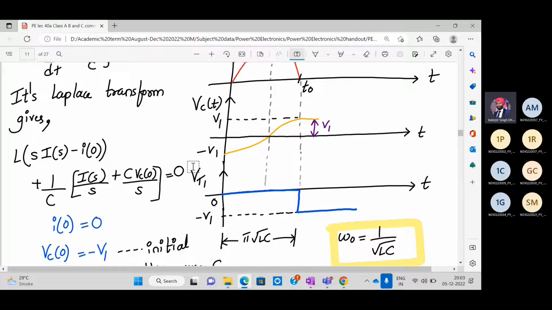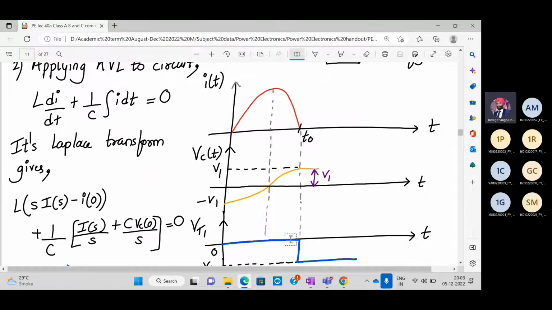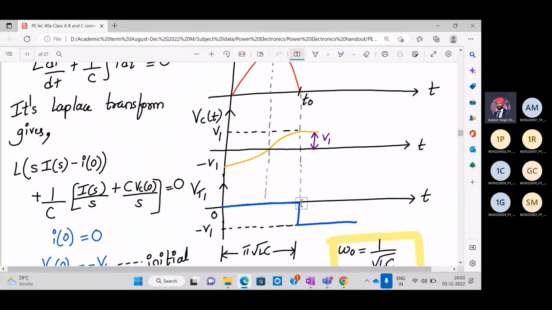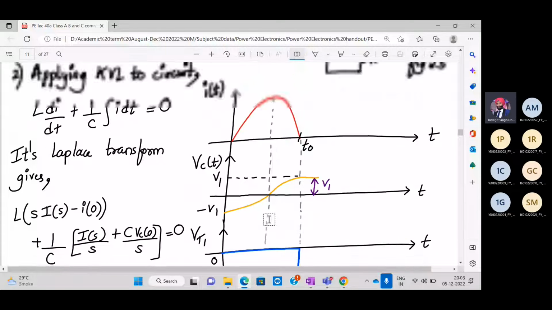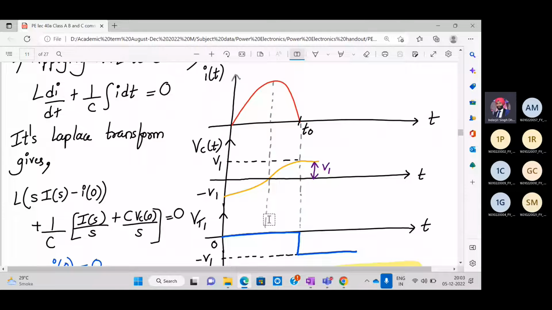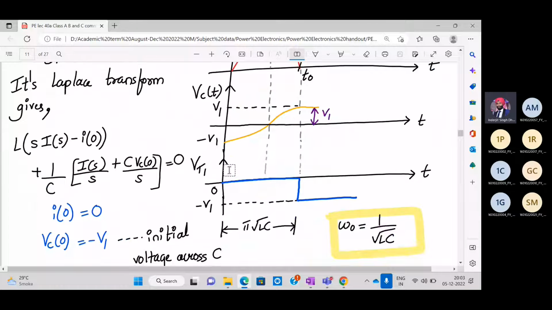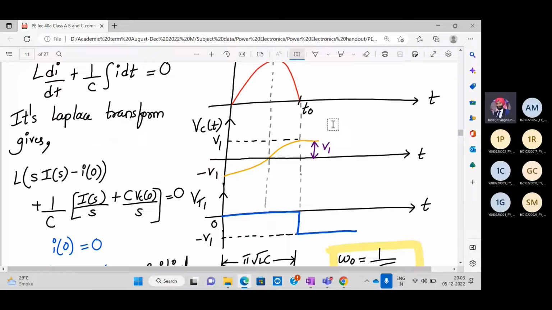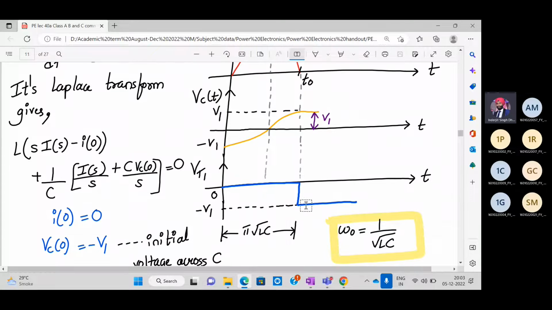So what will be VT1? VT1 is on from 0 to T naught. And after T naught, as soon as the current becomes 0, the SCR T1 is off. So when SCR T1 is off, it will carry the minus V1 voltage. All right, this waveform is important: the nature of the current I of t and the VT1 voltage. We are just checking when the SCR turns off. The SCR turns off at t equal to T naught. Whenever the SCR turns off, the voltage across the SCR will be minus V1.